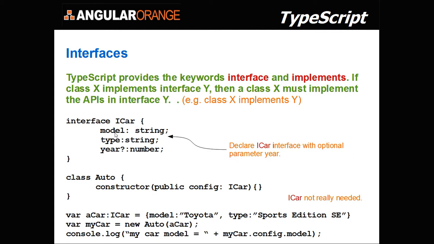So this is one way to use an interface in a constructor, and the iCar, you don't have to implement the iCar interface. You could pretty much define a car of the type iCar and define that object with a model, a type, and you could leave out the year because it's optional. You could define a new Auto with a car because a car is type iCar. And then you could log mycar.config.model, and it would show you that it's a Toyota.